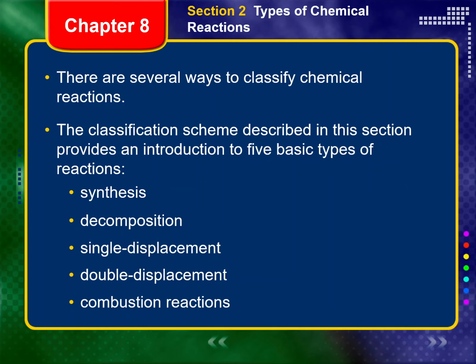There are several different ways to classify chemical reactions, and none are entirely satisfactory. The classification scheme described in this section provides an introduction to 5 basic types of reactions: synthesis, decomposition, single replacement, double replacement, and combustion. Later in this course, you will be introduced to categories that are more useful in classifying other types of chemical reactions.